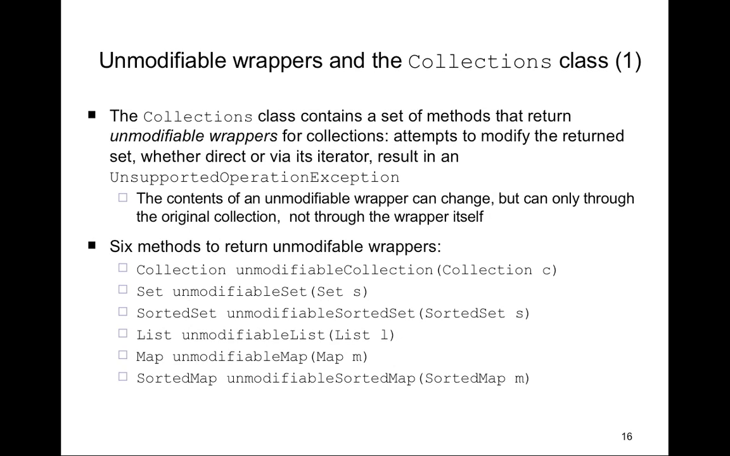Unmodifiable wrappers on the collection class. So the collections class can contain a set of methods that return unmodifiable wrappers for collections. Attempting to modify a returned set, whether direct or via an iterator, results in an unsupported operation exception. What does this make? It makes it read-only. Unmodifiable, you can't write, but you can read the collection. So you can use methods that are unmodifiable.